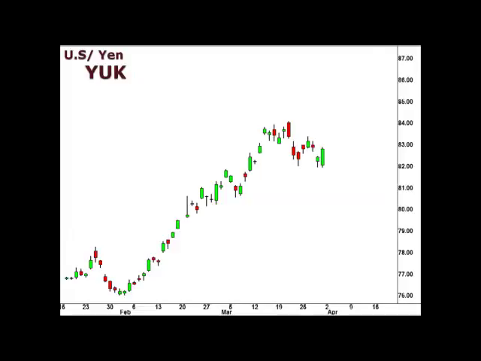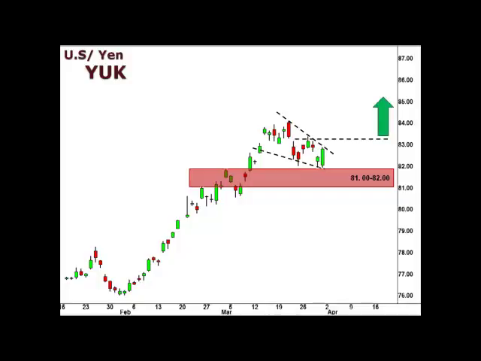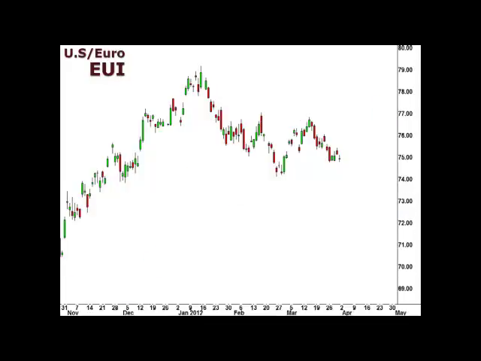Next up, the U.S. dollar versus the Japanese yen, as seen here in the ISC FX Options pair value YUK. Well, the YUK bounced last Friday after a test of the 81.82 support level. A break below 82 opens the window for a move lower. However, it appears as though a bullish wedge has formed, and a break above 83 opens the window for a continuation to the upside.